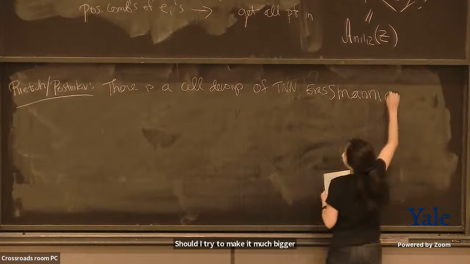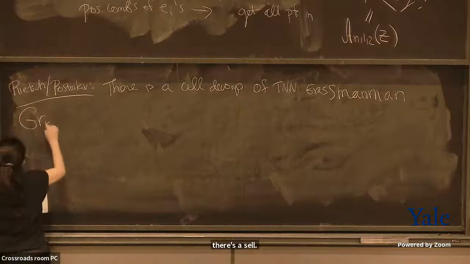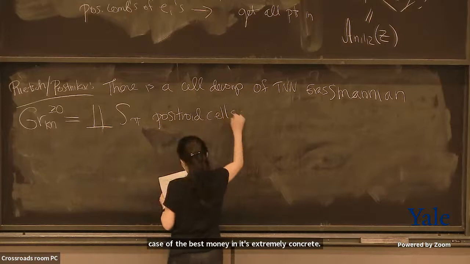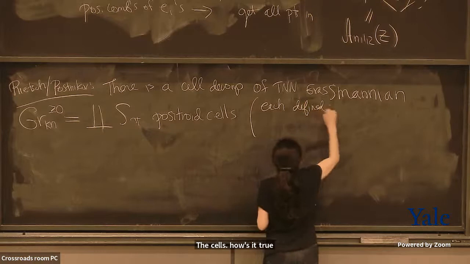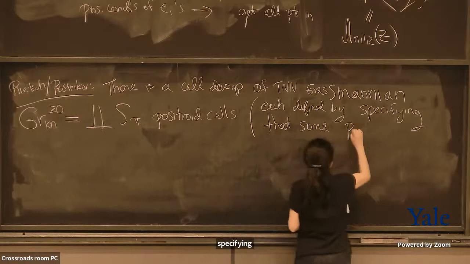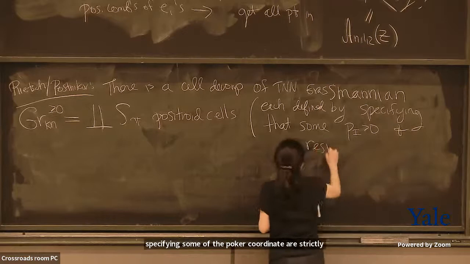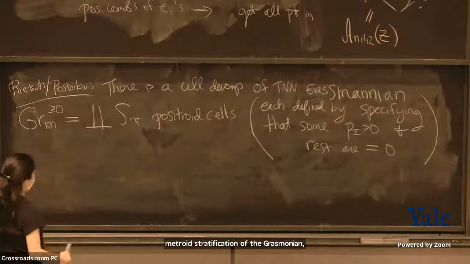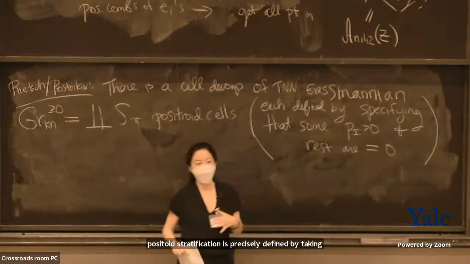There's a cell decomposition of this TNN Grassmannian. And in the case of the Grassmannian, it's extremely concrete. The cells are called positroid cells, and each is defined by specifying that some of the Plücker coordinates are strictly positive, and the rest are equal to zero. If you are familiar with the matroid stratification of the Grassmannian, this positroid stratification is precisely defined by taking the matroid stratification of the Grassmannian and just restricting to the non-negative part.